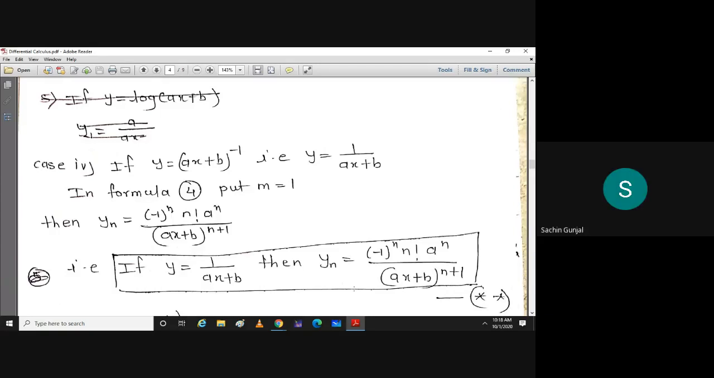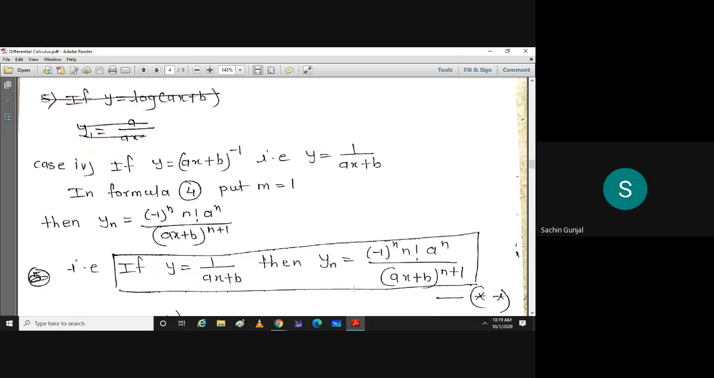Do partial fraction of 1 upon x square plus 3x plus 2. I hope everybody knows partial fraction. Finally, it will be 1 upon x plus 1 minus 1 upon x plus 2. Yes, sir, because the numerator could be written as x plus 2 minus x plus 1. Okay. So what you have is 1 upon x plus 1 minus 1 upon x plus 2.